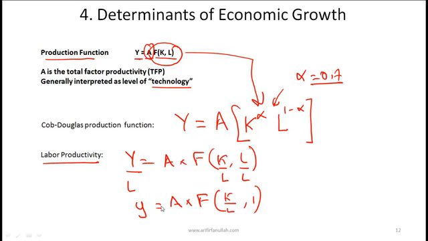It is a measure of how much output we produce per unit of labor, and clearly this then depends on the level of technology and the amount of capital that we have per unit of labor. If we look at the Cobb-Douglas relationship over here, then this simply becomes y is equal to A multiplied by k, where small k represents capital per unit of labor, raised to the power of alpha.